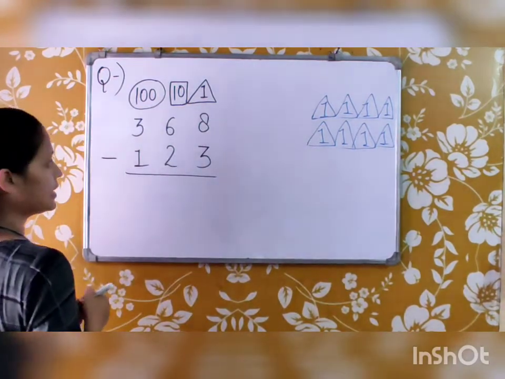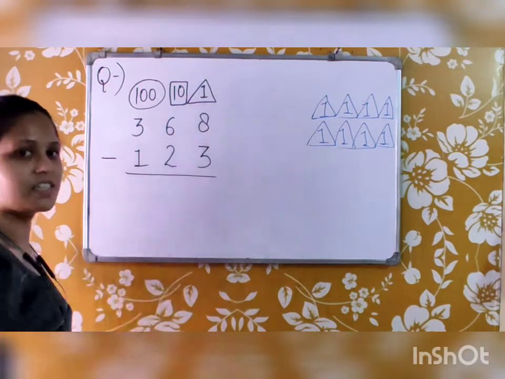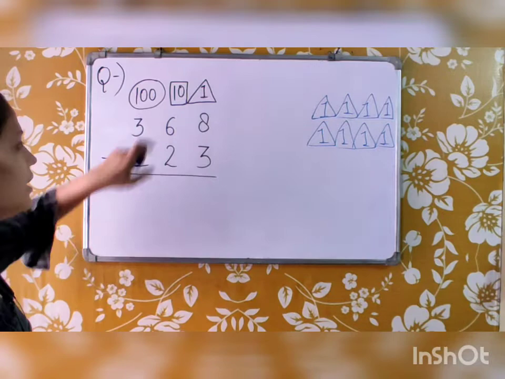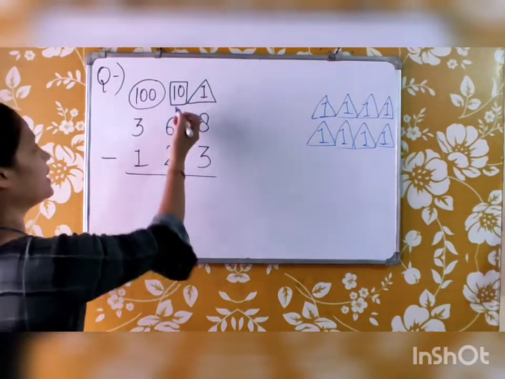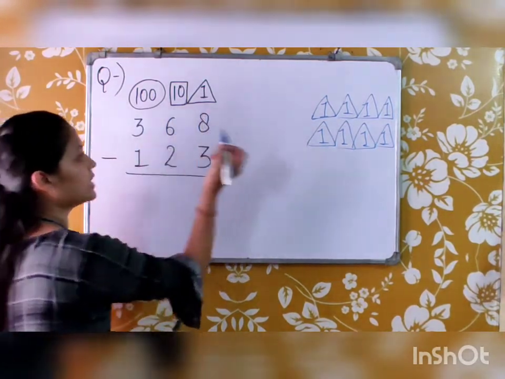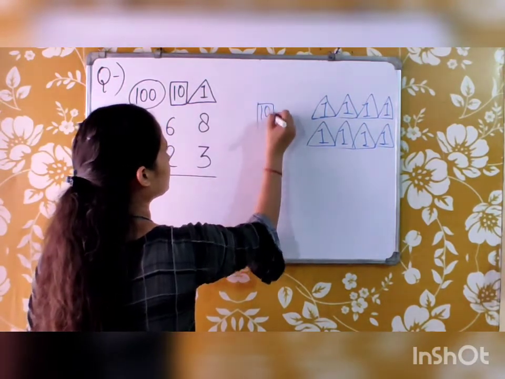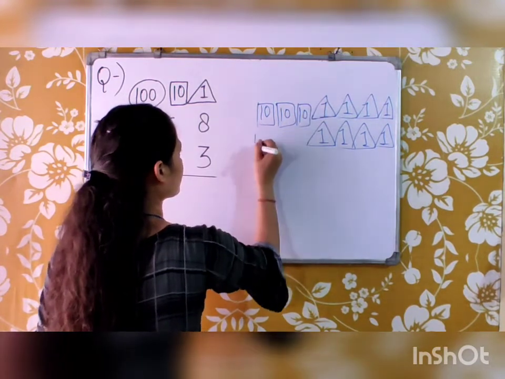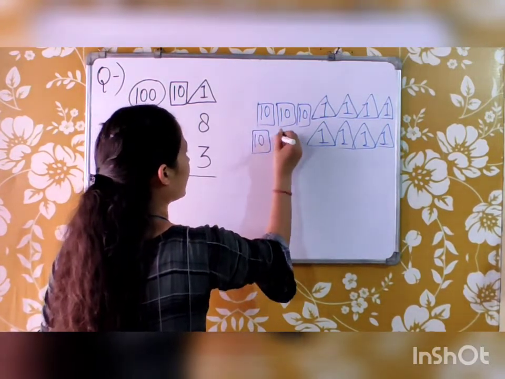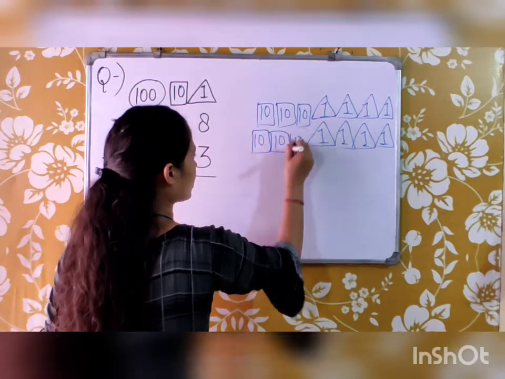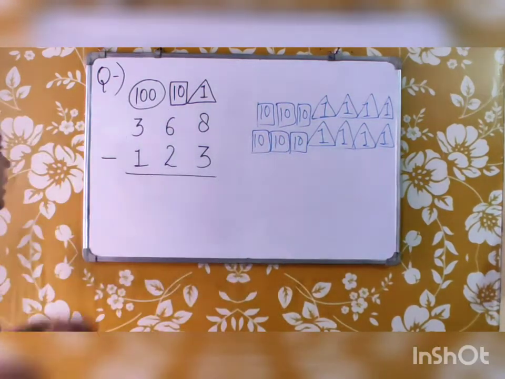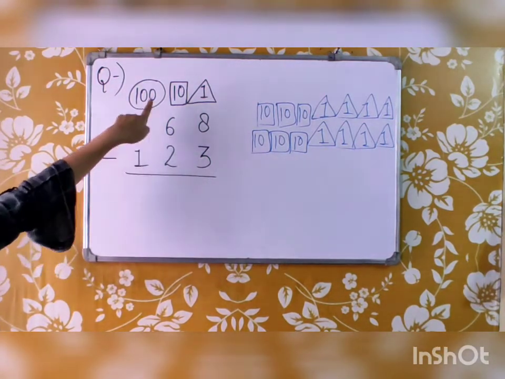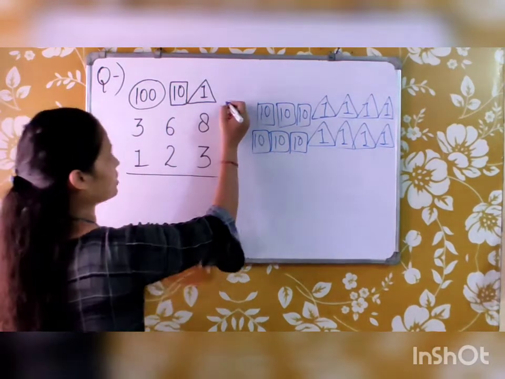Next, look, this is 6. It is written in the tens place, so we will write 6 times tens: 1, 2, 3, 4, 5 and 6. Okay, 6 times tens. Now this is 3. In the hundreds place 3 is written, so we will write 3 times 100.